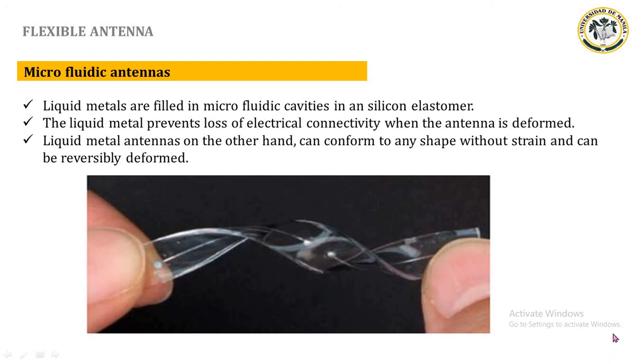microfluidic antennas. Liquid metals are filled in microfluidic cavities in a silicon elastomer. The liquid metal prevents loss of electrical connectivity when the antenna is deformed. Liquid metal antennas, on the other hand, can conform to any shape without strain and can be reversibly deformed.